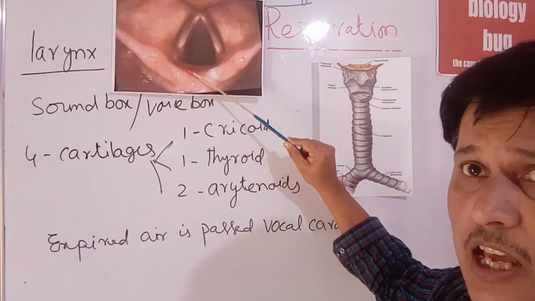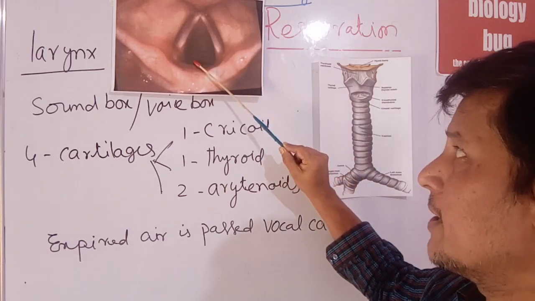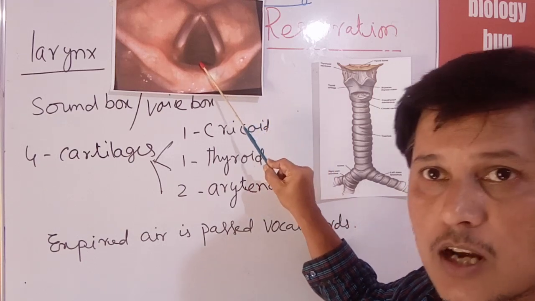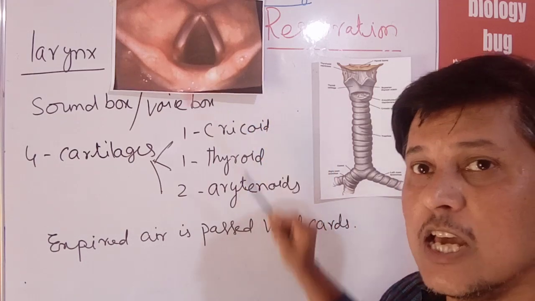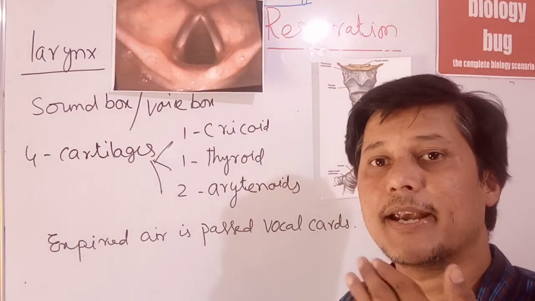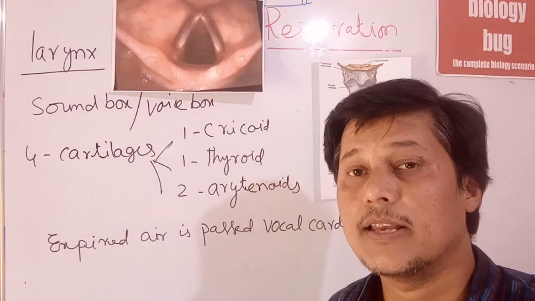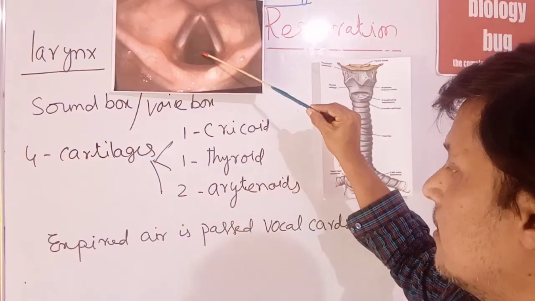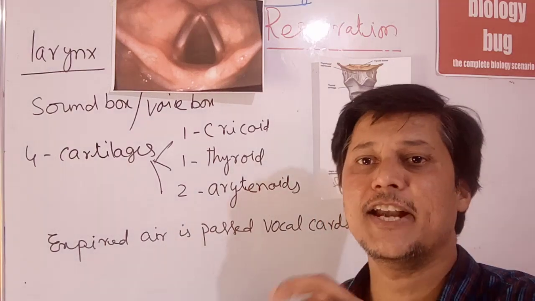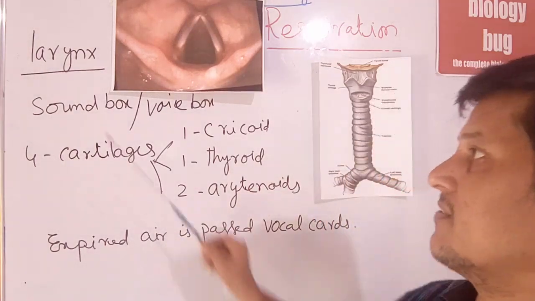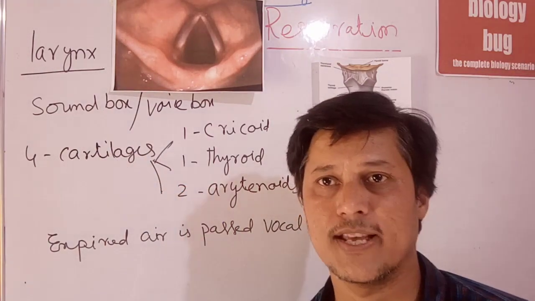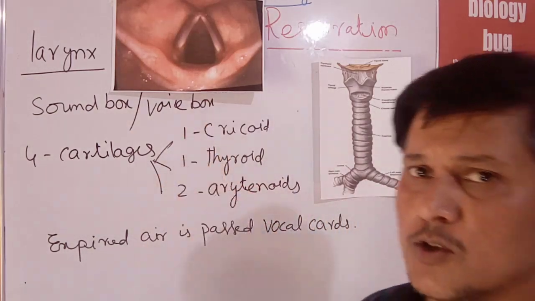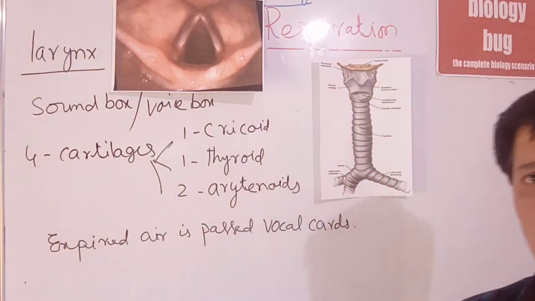This is a larynx, inside the larynx. When you observe here, some folds are there, those are called vocal cords. Whenever expired air అంటే inhaled air, సో exhaled air బయటికి వచ్చినప్పుడు these vocal cords vibrate and produce sound. That's why it is called as a sound box, also known as a voice box.